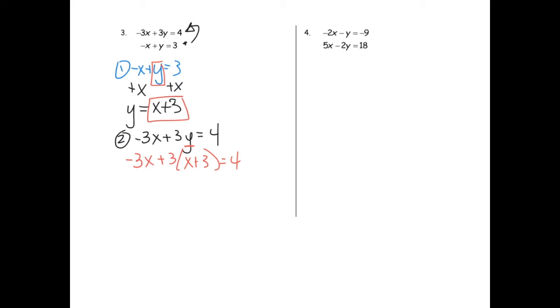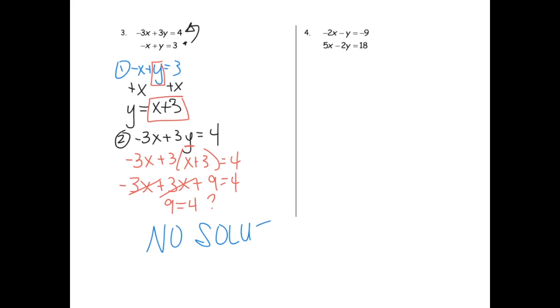Now look what happens here. 3x plus negative 3x plus 9 is equal to 4. Guys, you see how the x's cancel out? Does 9 equal 4? Right. So this is going to be an example where there is no solution. And we're going to talk more about this in class.